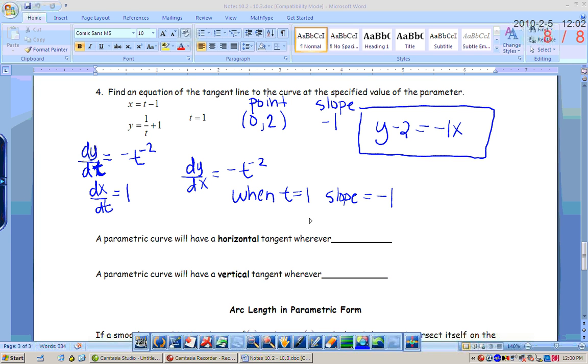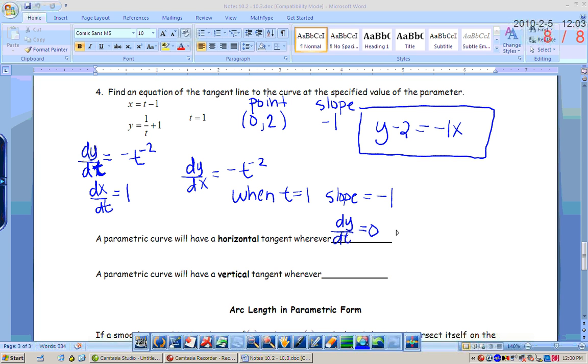Okay, I'm hearing when dy/dx equals 0, and I'm also hearing when dy/dt equals 0. And you're both right, but it needs to be more specifically when dy/dt equals 0, because dy/dx is dy/dt over dx/dt. All right, so wherever dy/dt equals 0.